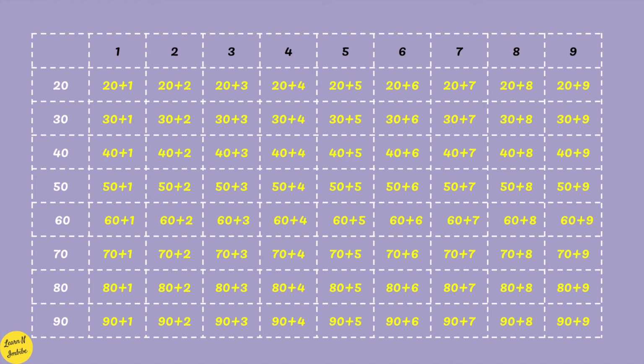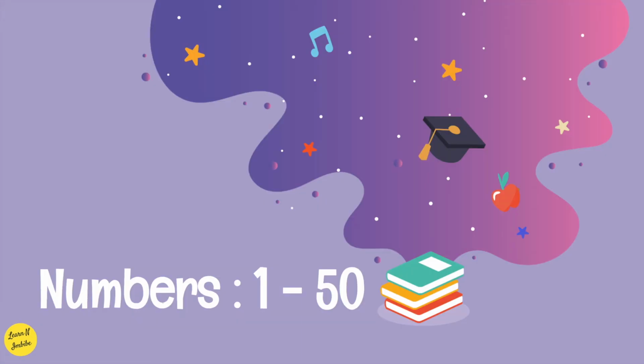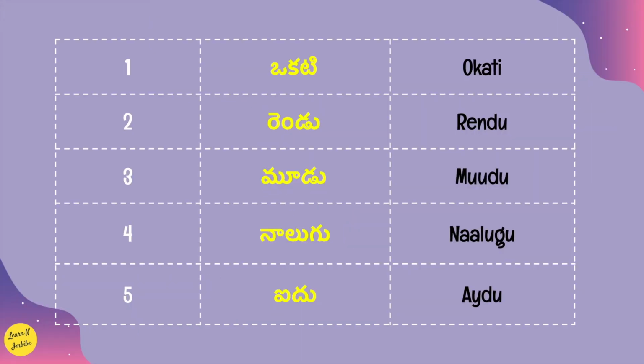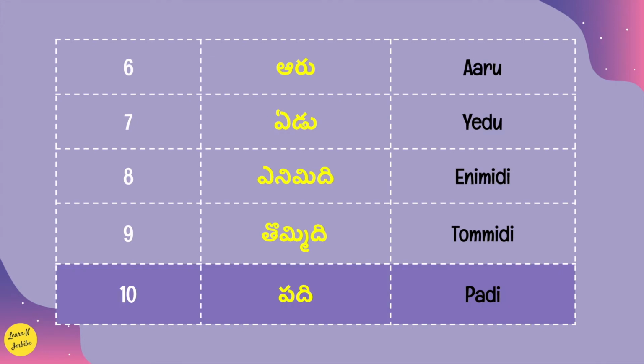Now let's see how it works. First, we will see the numbers 1 to 50. As we already learned, let's repeat again so as to continue in a sequence. 1, ఒకటి, 2, రెండు, 3, మూడు, 4, నాలుగు, 5, ఐదు, 6, ఆరు, 7, ఏడు, 8, ఎనిమిది, 9, తొమ్మిది, 10, పది.